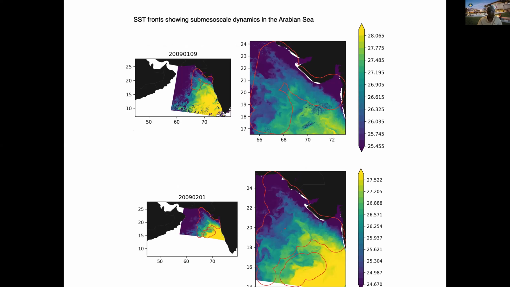There are many very interesting processes that occur in the Arabian Sea, so I'll just leave you with these two tantalizing images from the Arabian Sea, where we see many submesoscale processes happening, not just in the coastal upwelling region off of Gujarat, but also leading to some very interesting dynamics in the open ocean Arabian Sea. So more to come. Thank you.